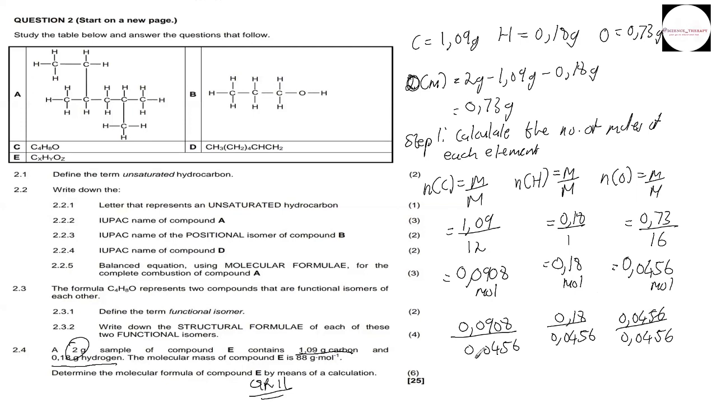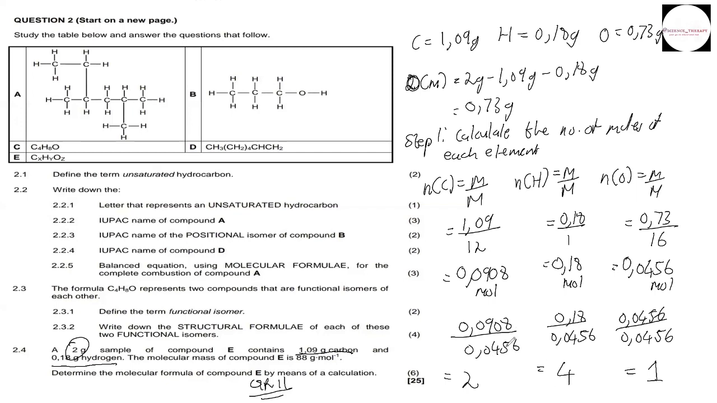Then let's punch this into our calculator. We have 0.0908 divided by 0.0456, right? This gives us a value of 1.99, which rounding off to the nearest whole number is just 2. Then 0.18 divided by 0.0456 gives us a value of 3.94 something, which rounds off to 4. And then this one here should obviously round off to 1, right?